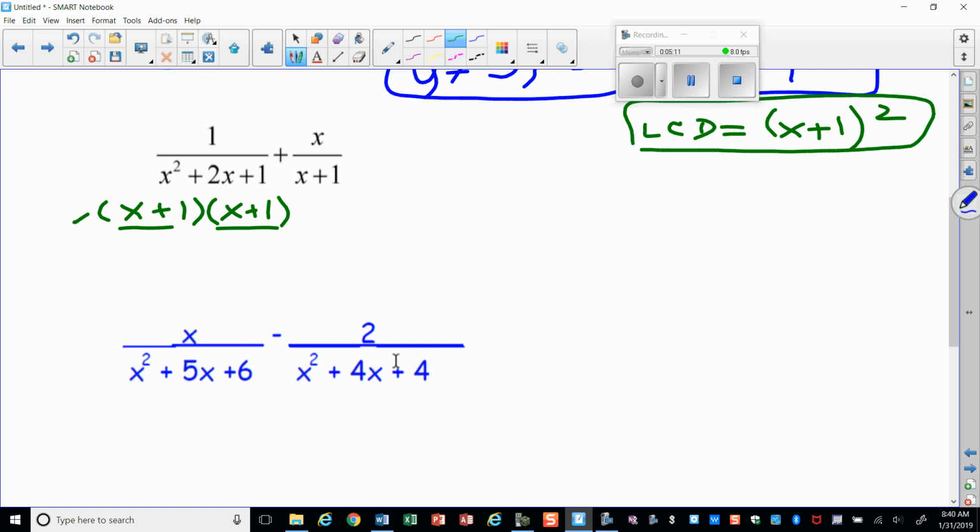Now this guy, though, I only have one, right? So I need another one, x plus 1. Well, whatever you do to the denominator, you have to do to the numerator. I can multiply by 1 because it doesn't change the value. And so now I've got my common denominator, right? So my common denominator is x plus 1 times x plus 1.